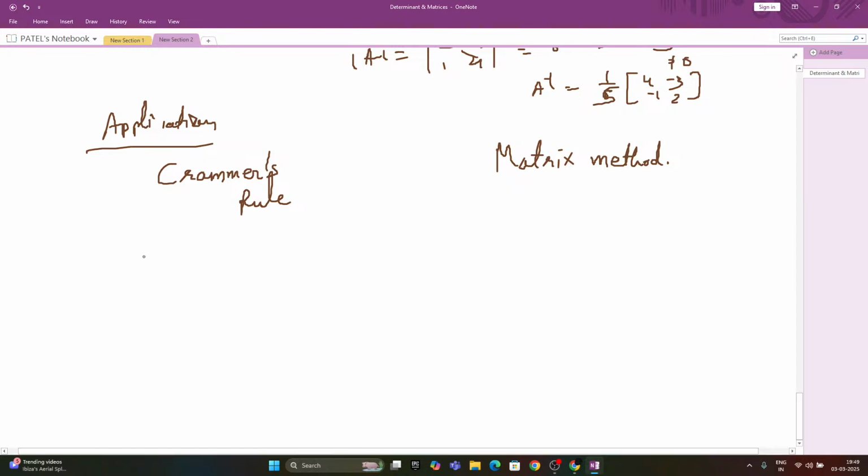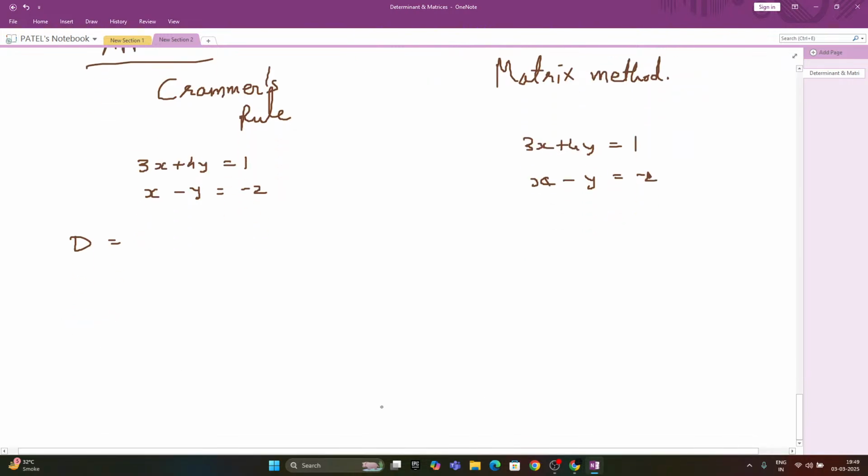Now for both methods, Cramer's and matrix, we have the equation form. Suppose 3x + 4y = 1 and x - y = -2. Similarly, I'm taking the same example for the matrix method. For Cramer's rule, we have to find the determinants. We need three determinants: D, Dx and Dy.